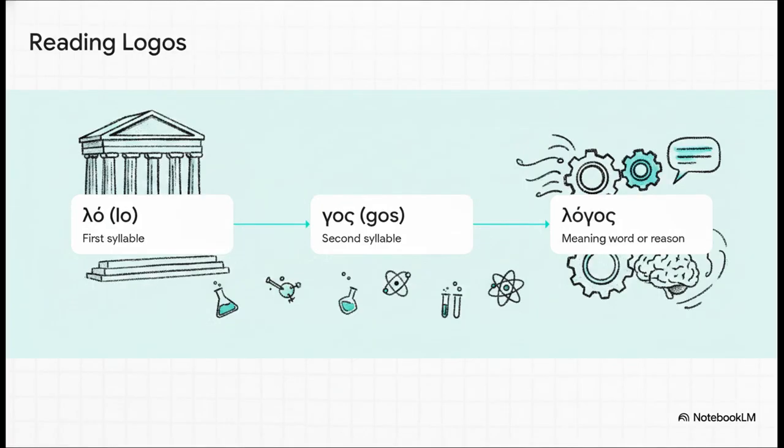And our final word for today. Let's break it down again. First part, lo. Second part, gos. Together, logos. Logos means word, speech, or reason. It's the root of the word logic, and it's the suffix ology in basically all of our sciences. Fantastic job! You are actively vocalizing classical Greek right now, and you're doing it with total confidence.